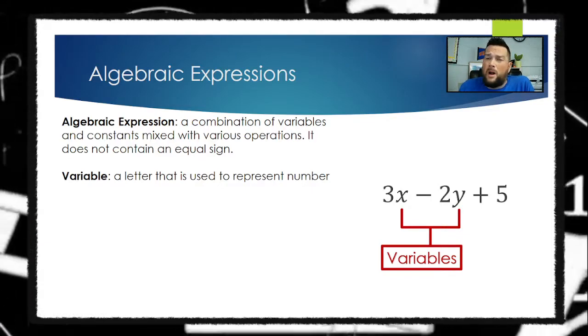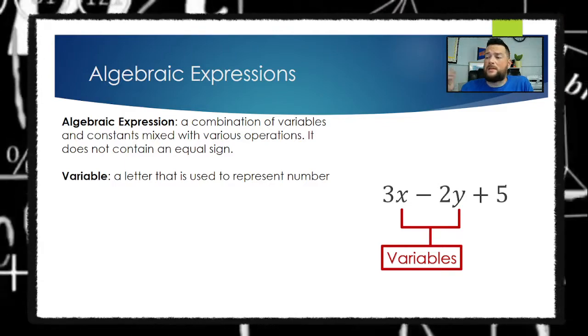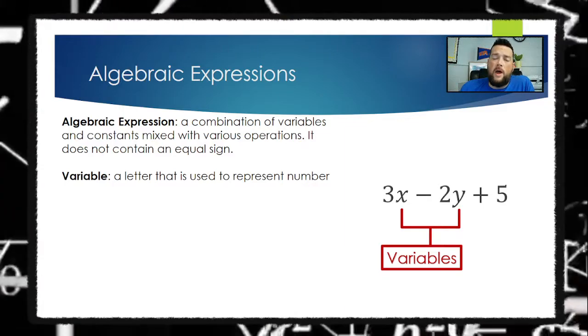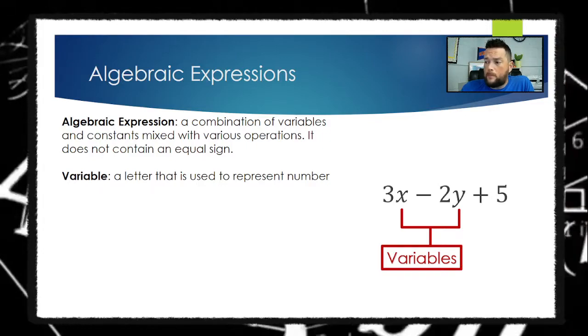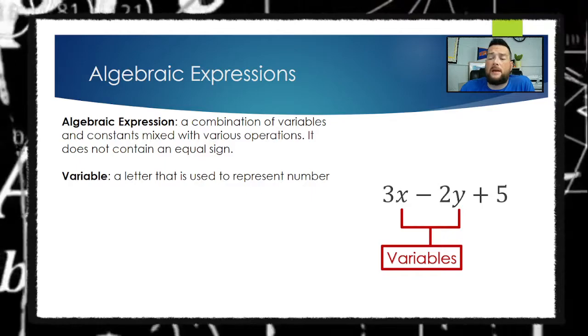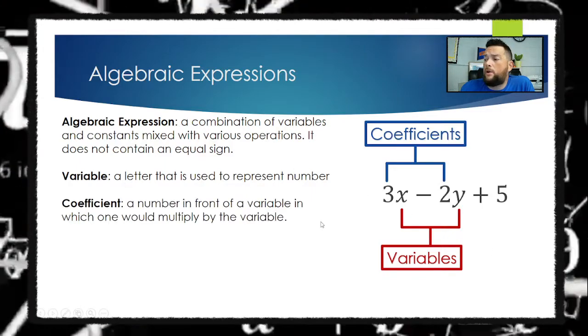It could be negative 100. It could be 2 million. It could be 0.1. It could be 2/5. It could be any number. So we don't know what x is, and so we represent it with a variable. We don't know what that number is, so we represent it with a variable. X is just a place saver. So variables are the letters that are place savers for unknown numbers.